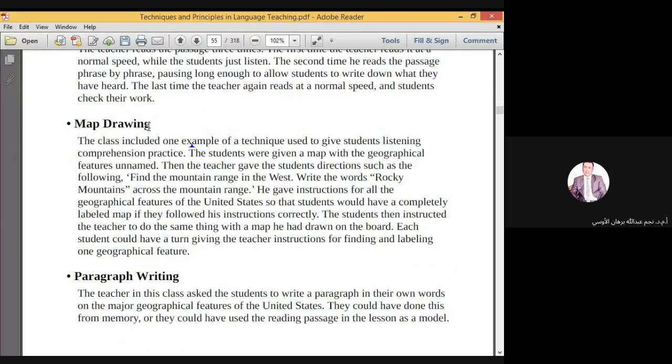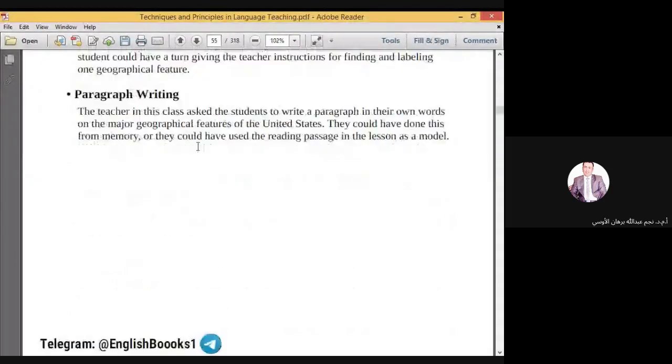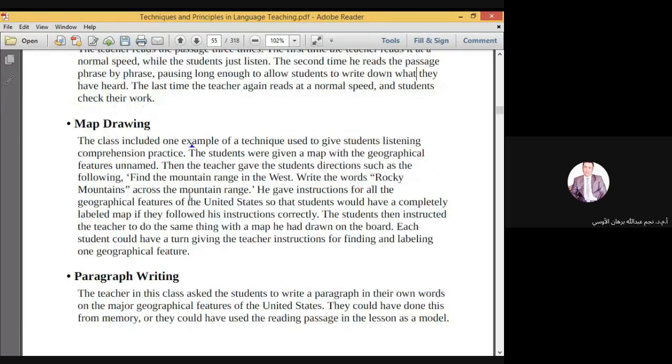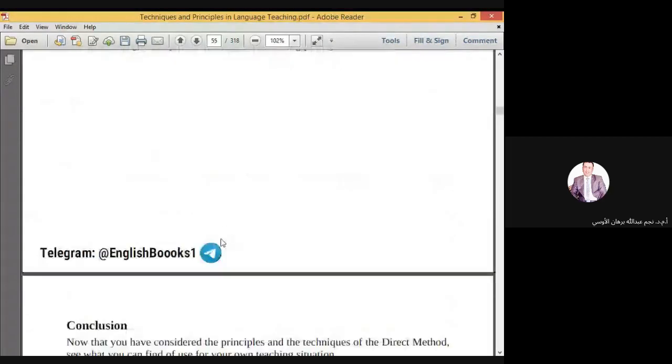Map drawing. The class includes one example of the techniques used to give students listening comprehension practice. Paragraph writing. The teacher in the class asks students to write a paragraph in their own words on the major geography features of the United States. Write about any topic or any title of the paragraph.